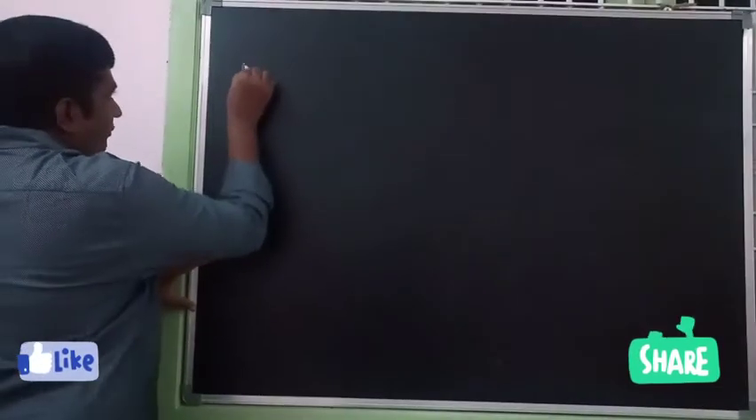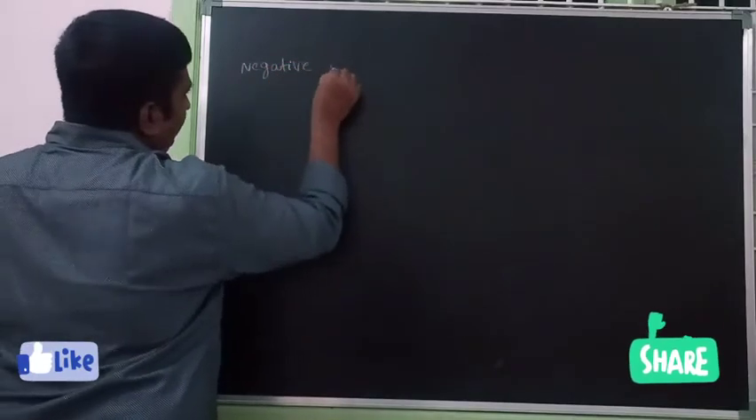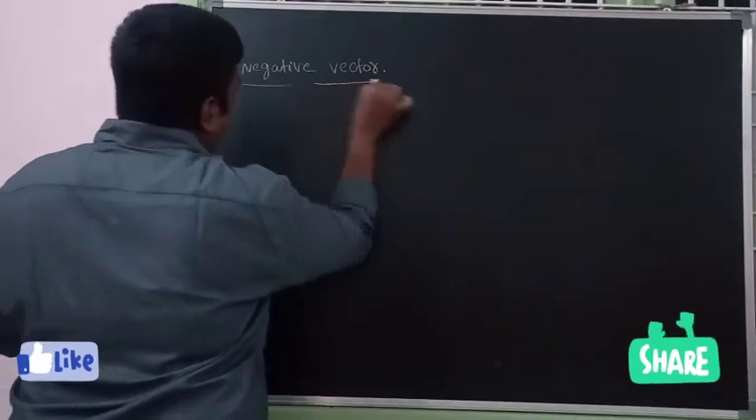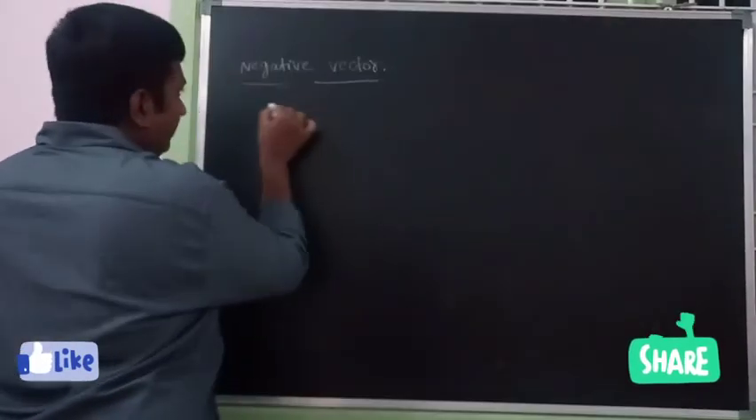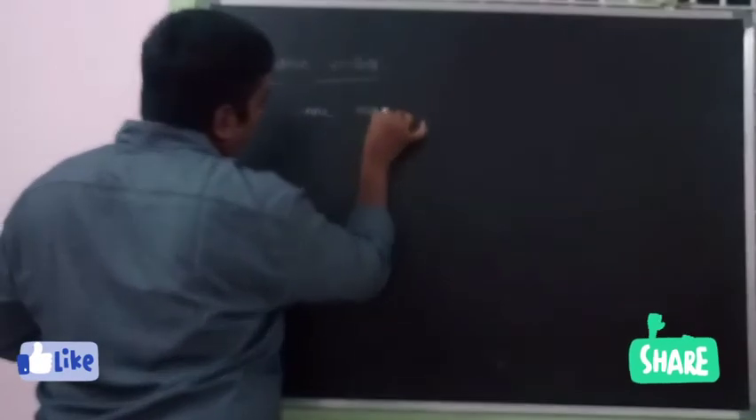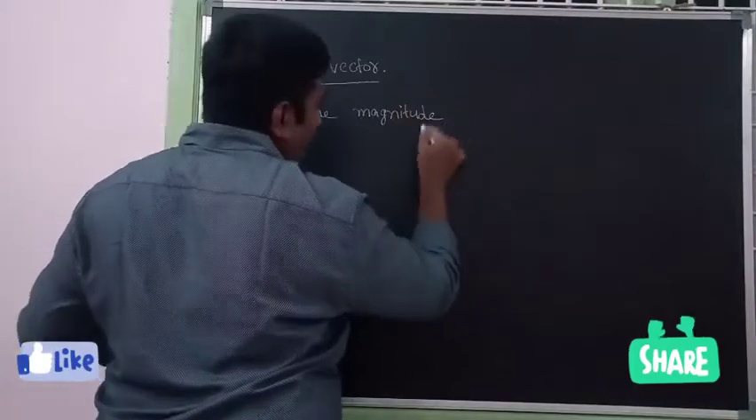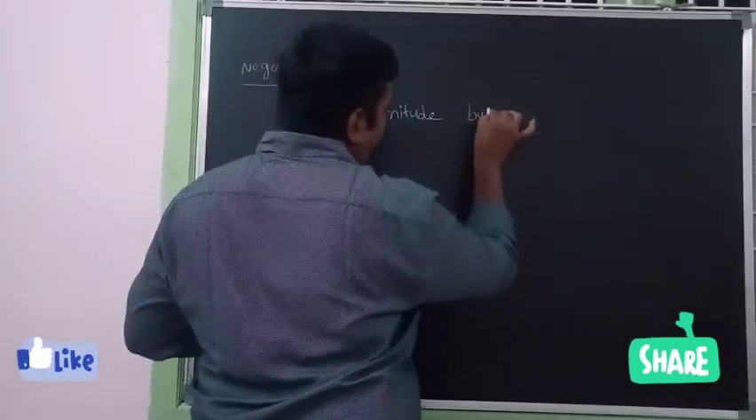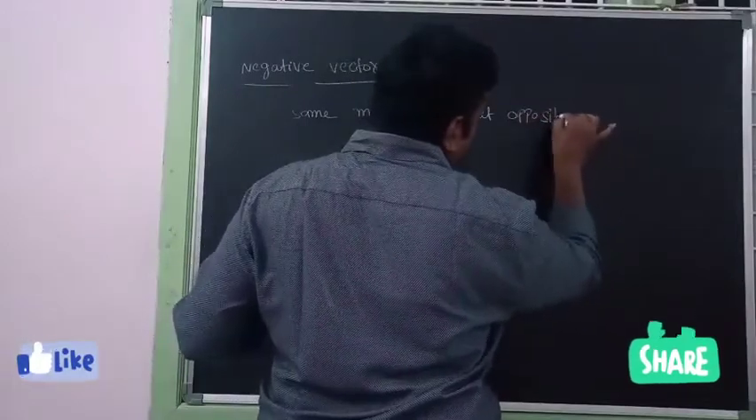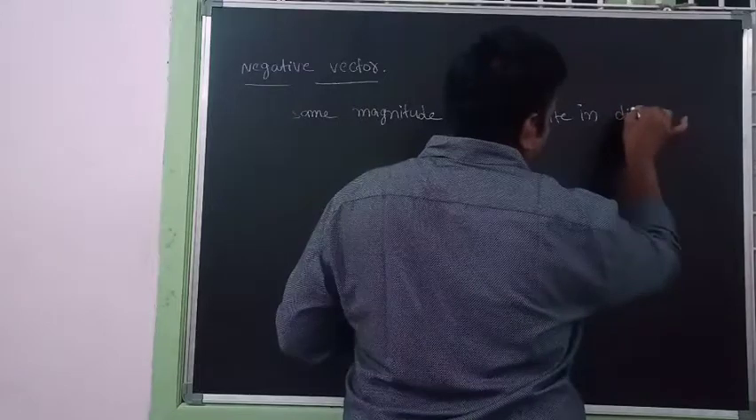Negative vector: same magnitude, but opposite in direction.